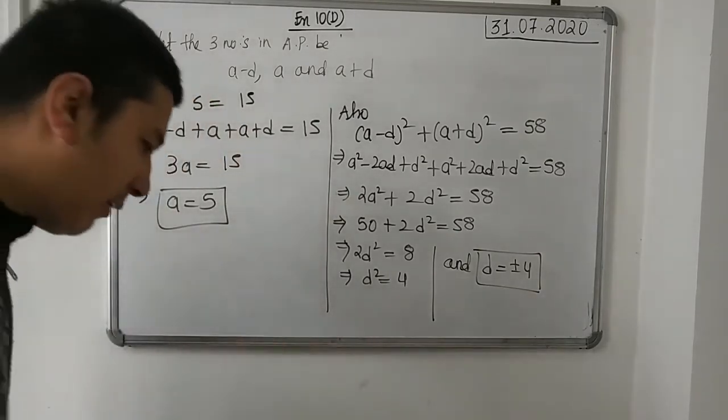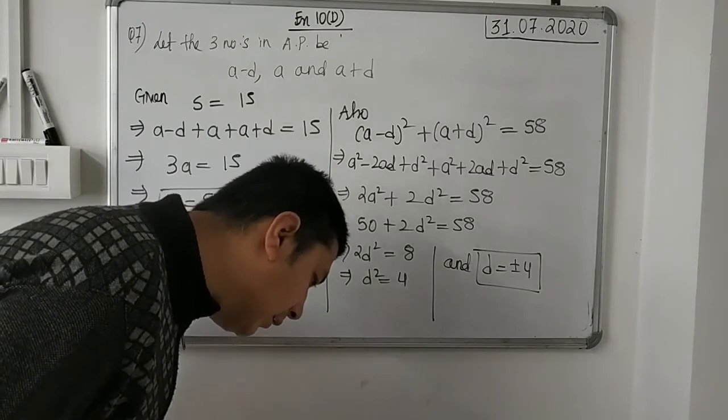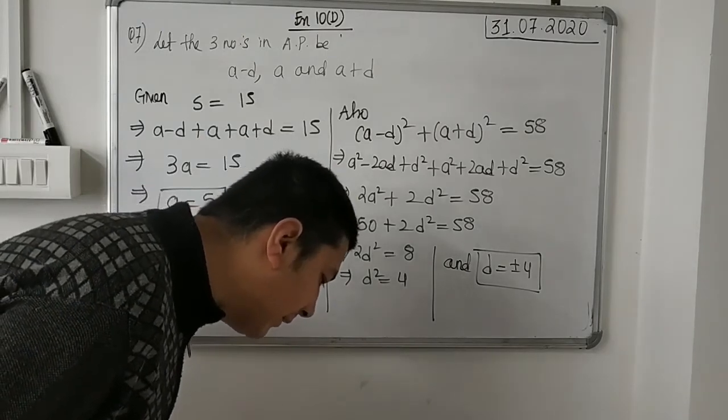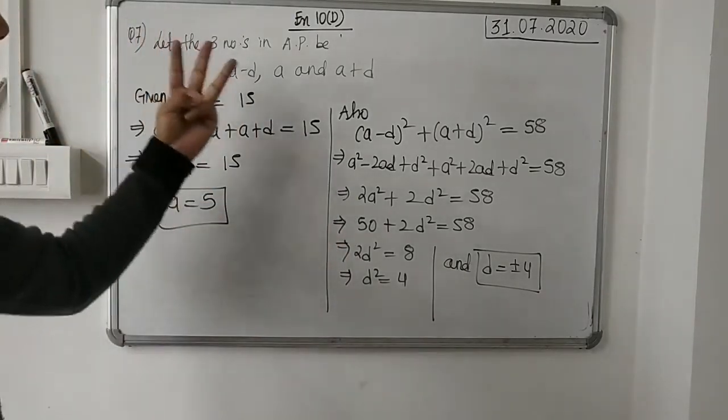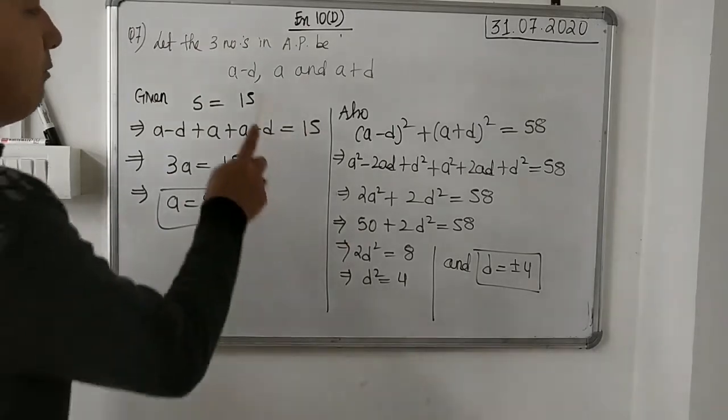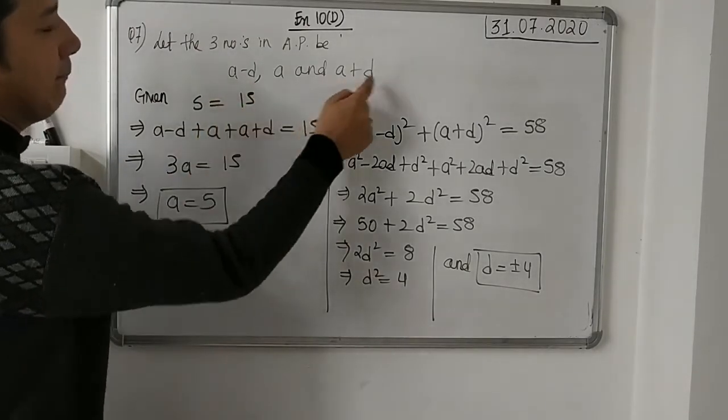Okay. Second part of the question tells you the sum of the squares of their extreme terms. Out of the 3 terms, how many of them are extreme terms? Extreme means the outside terms, a minus d and a plus d. Okay.